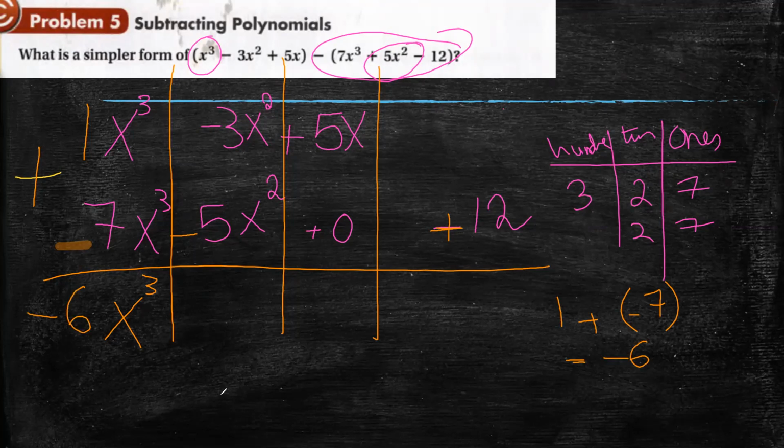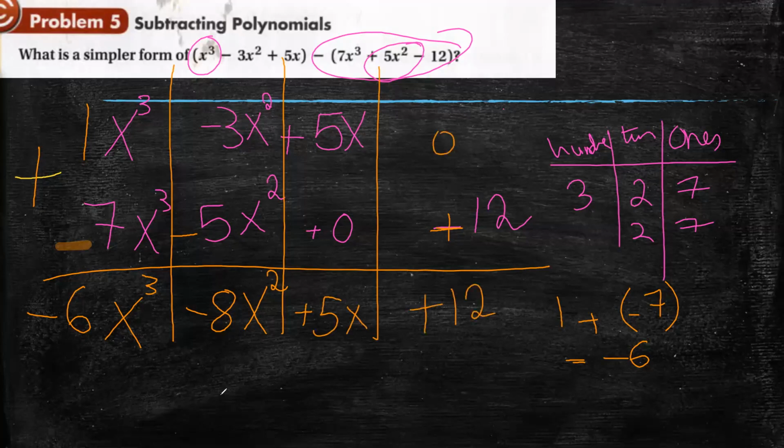Then look at the second one here. x squared, keep it as x squared. Then it should be negative 3 plus negative 5. We have the same sign, so we just add them. Negative 8. Then 5x plus 0 is 5x, as it is. And 0 plus 12 is 12.